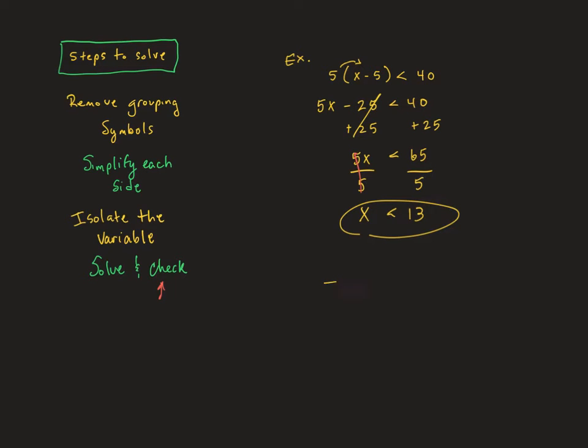If we're going to graph that, we have a number line, something like this. Let's call this 14, 13, 12. There's 13, and then everything less than 13 would be shaded in, and it would be an open circle.